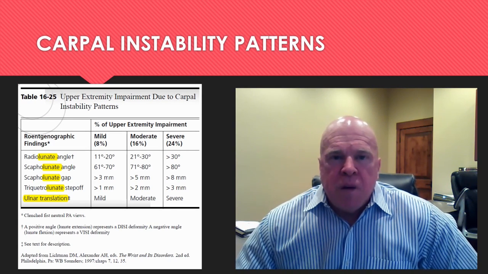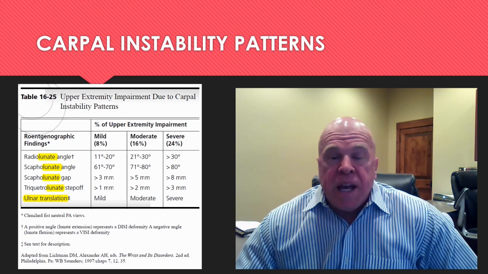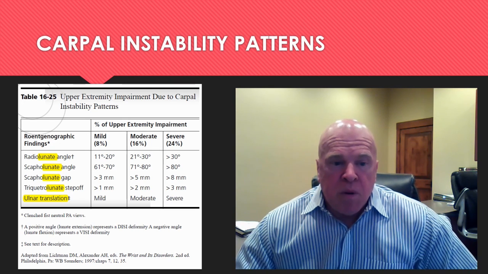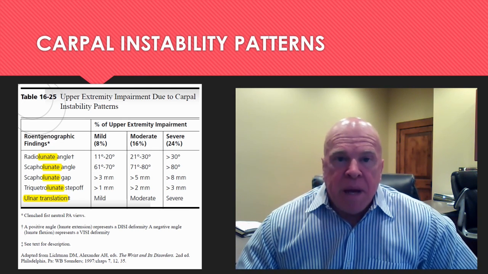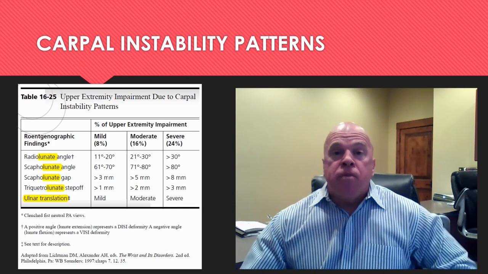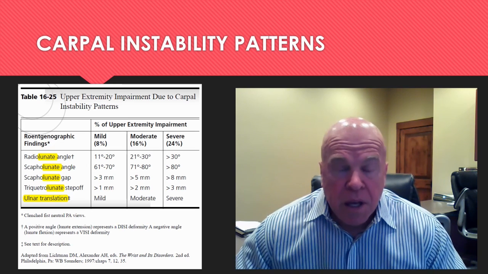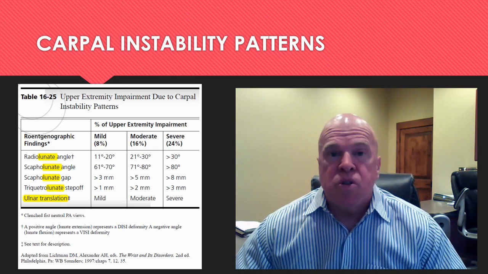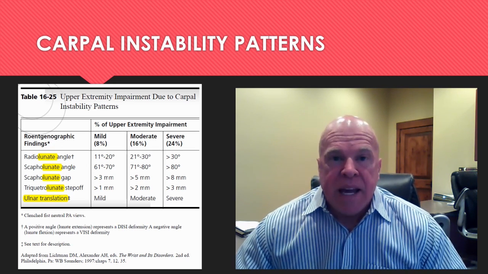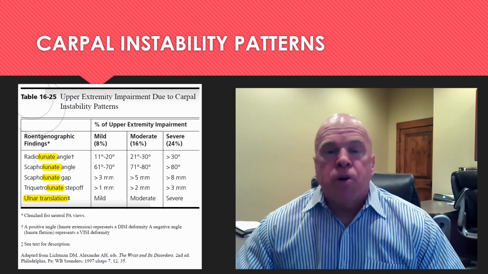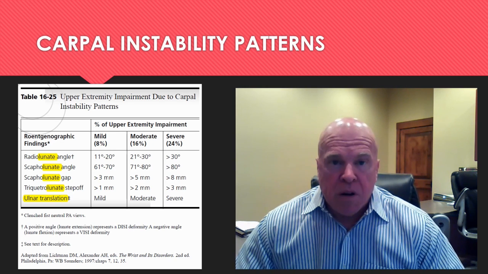Okay, so here's table 16-25 from the AMA guides, and this is the table that provides what the AMA guides consider to qualify for the mild impairments, the moderate impairments, and the severe impairments. And there are 5 assessments that are required by the AMA guides. So let's get familiar with these particular assessments.